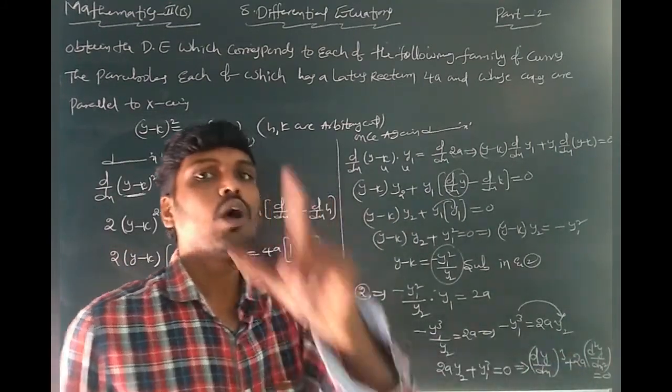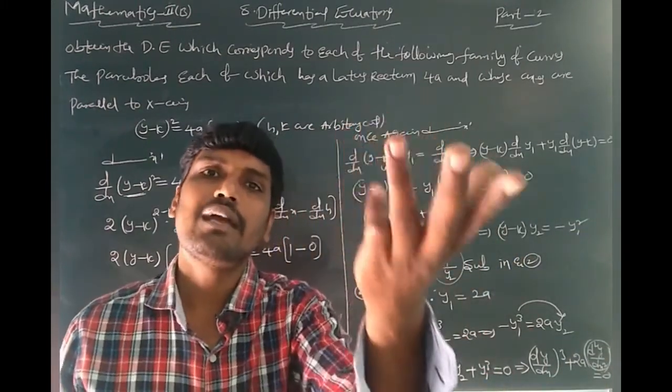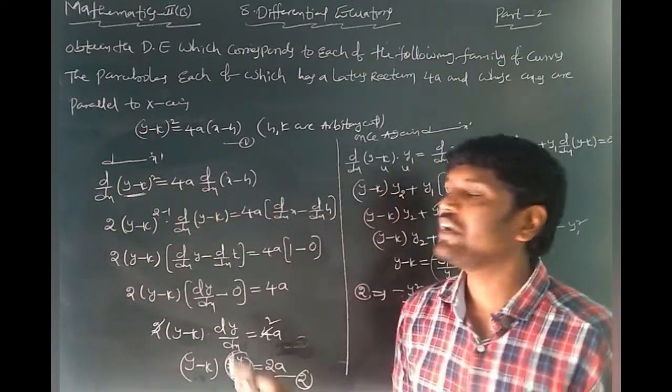In this differential equation, what is the order? The order is second derivative. Two arbitrary constants are there, so you take the derivative two times. That is order 2. Degree is 1. In this way you can do that.